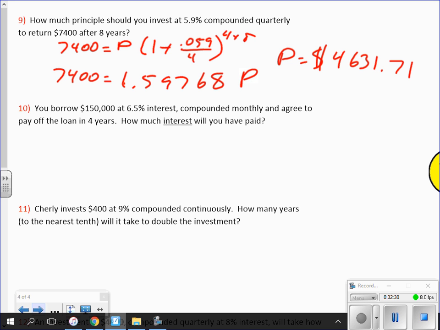Next one actually starts out fairly easy. This is a common problem. You borrow $150,000 at 6.5% interest. Say you're buying a house, and you've got money for the down payment. You need to borrow an extra $150,000 to be able to buy the house.